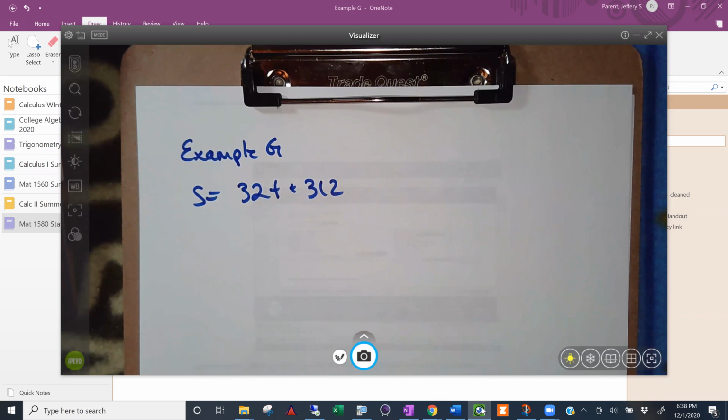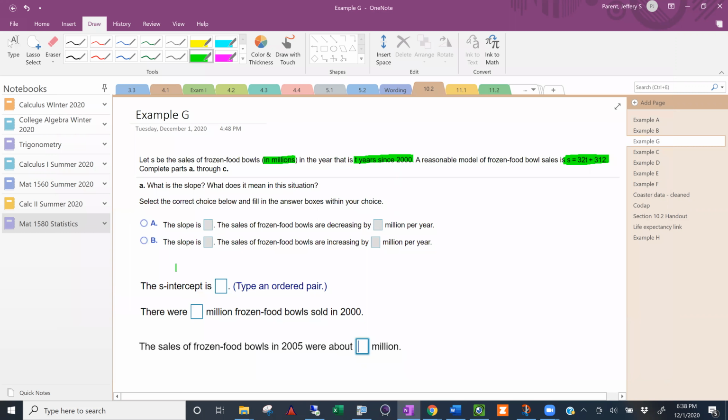Now let's see what the problem's asking you here. It says, what is the slope and what does it mean in this situation? So let's start with the slope. What's the slope here for this particular equation? Yeah, 32, thank you. Slope is 32.